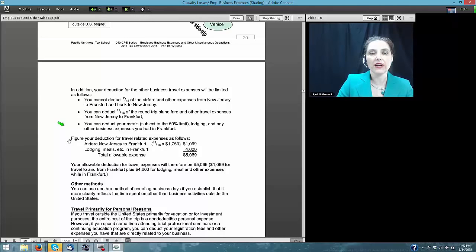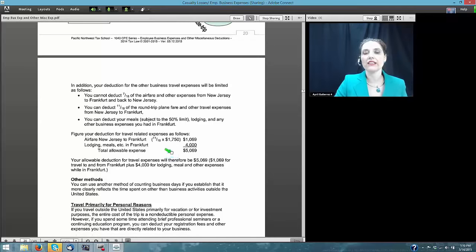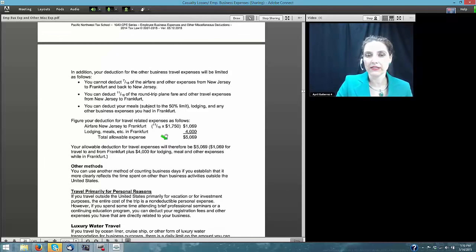So the cost of the airfare from New Jersey to Frankfurt is $1,750, and you're going to be allowed 11/18 of that amount. That gives you an allowable airfare deduction of $1,069. You're also going to be allowed the lodging, meals, etc. while you were in Frankfurt of $4,000, and that's going to give you a total allowable travel expense of $5,069.